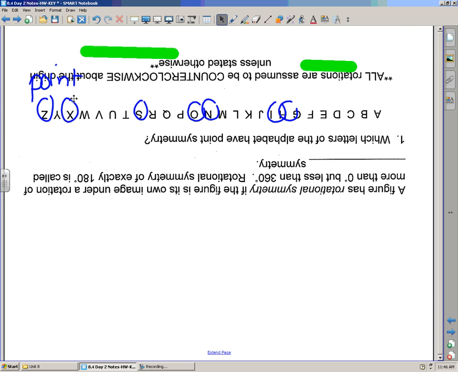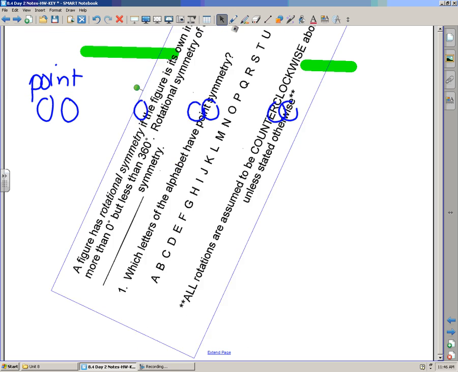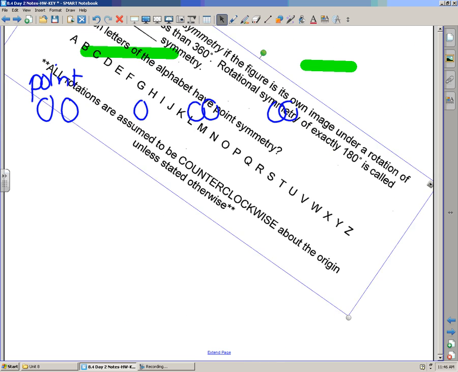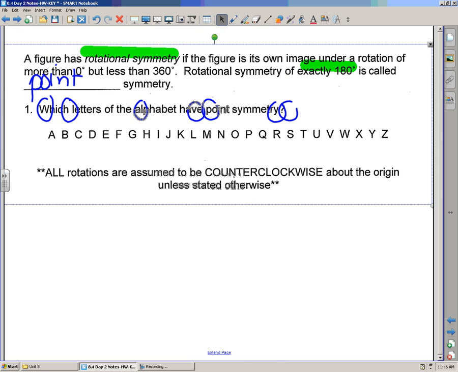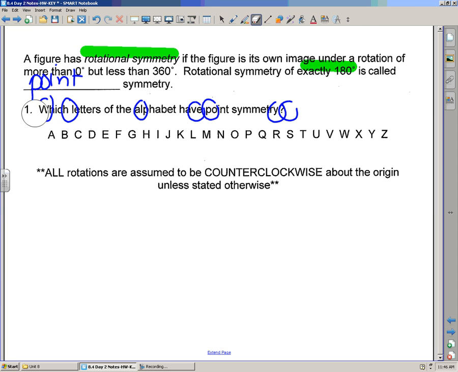So point symmetry is exactly 180 degrees. Let's fix this and get those letters again that we need. So which letters have point symmetry? The exactly 180. We've got the H, the I, the N, the O, the S, the X, and the Z.